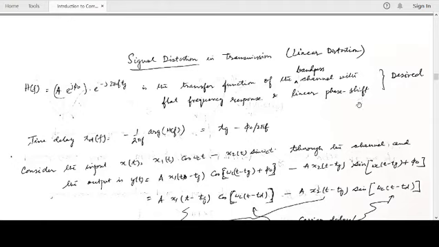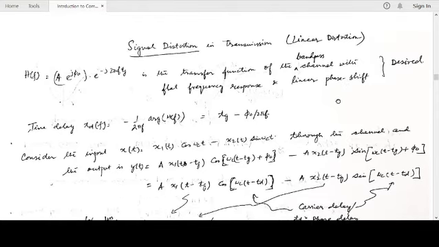Our goal is to have a channel or an equalizer. The goal of an equalizer in the receiver is that, combining the effect of the channel and the equalizer, we should be able to have a flat frequency response and a linear phase shift. That is the goal. So what does linear phase shift translate to?